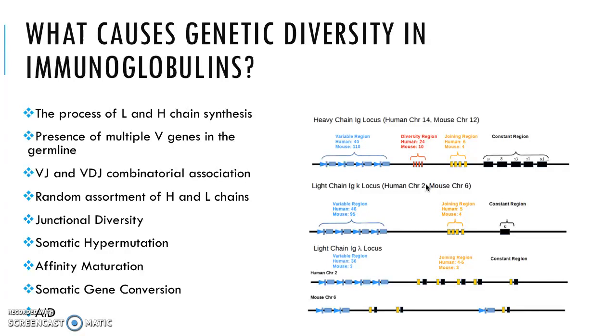Ultimately, there are many different DNA level factors that lead to genetic diversity of immunoglobulins and TCRs alike, and each cell is only able to produce one type of receptor.